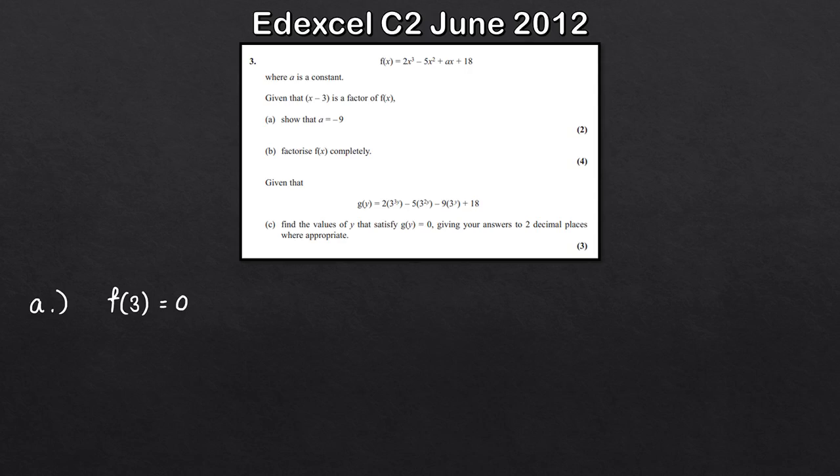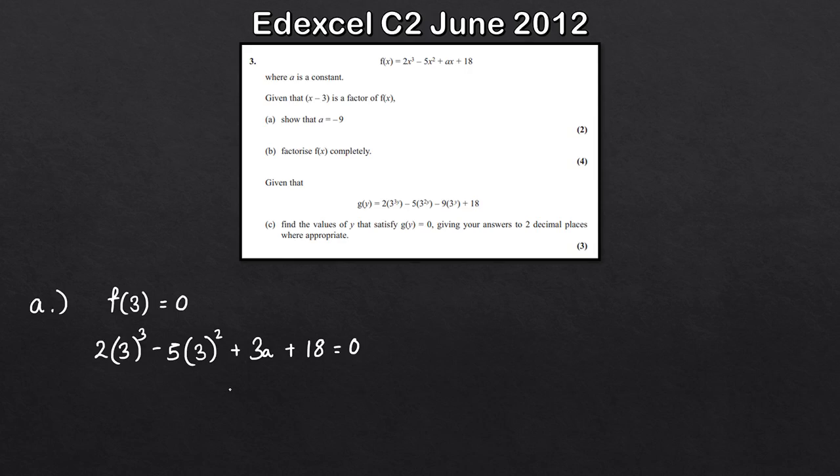Okay? So in that case, all we need to do now is substitute x equals 3 into our cubic polynomial, and we should be able to show that a equals minus 9. So let's have a go at this then. So what I get here is 2 lots of 3 cubed, minus 5 lots of 3 squared, plus a lots of 3. So in other words, I'm going to get 3a, and then finally we've got the plus 18. And this is all equal to 0. Okay, that's what we said here. f of 3 is equal to 0.